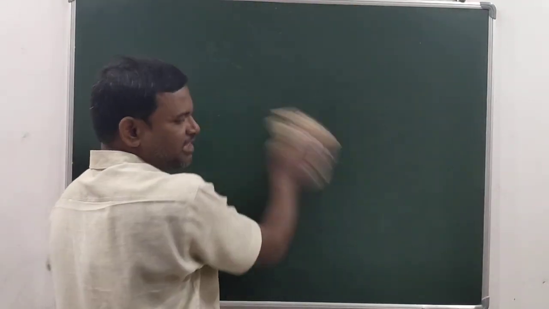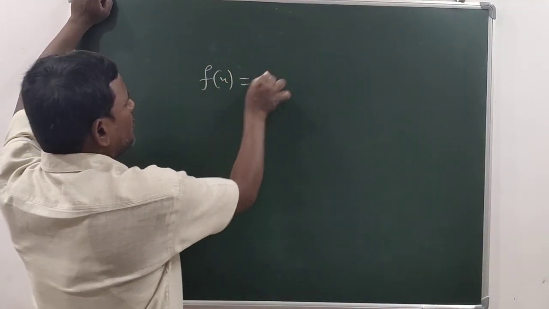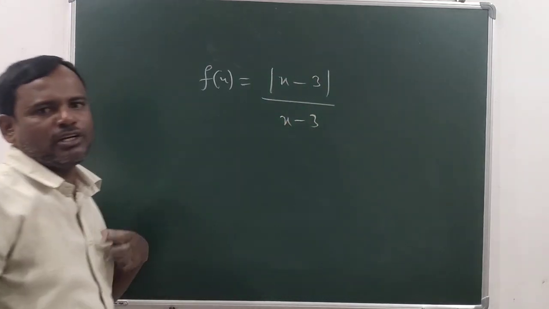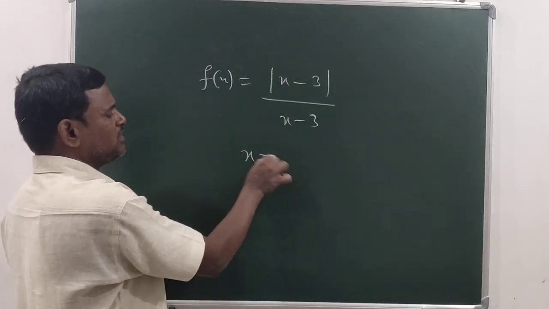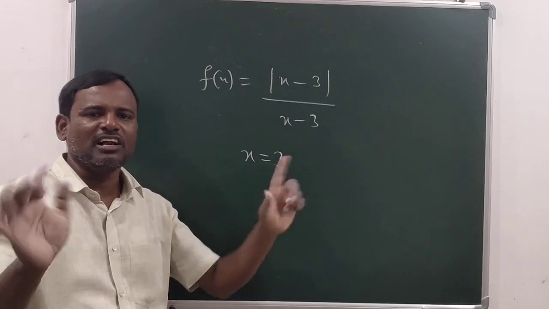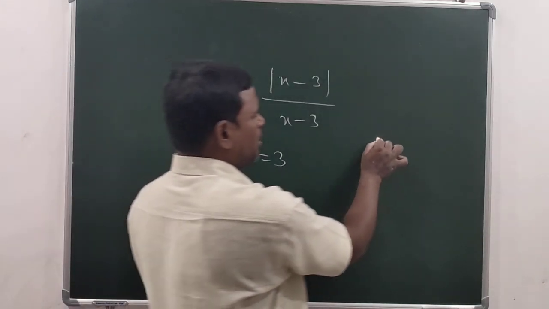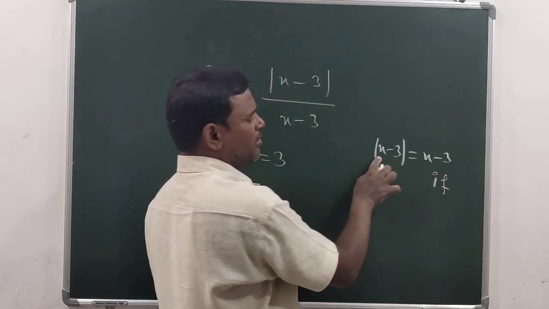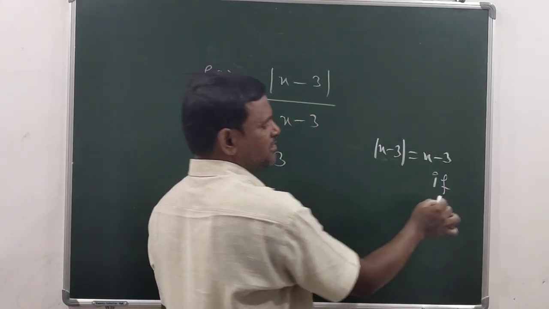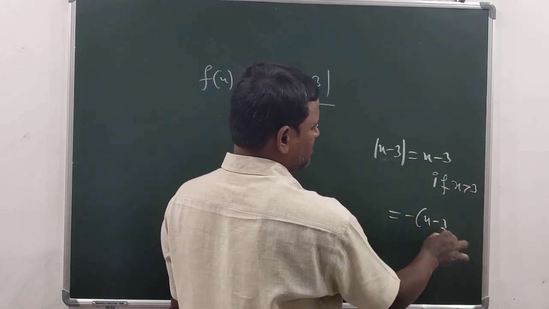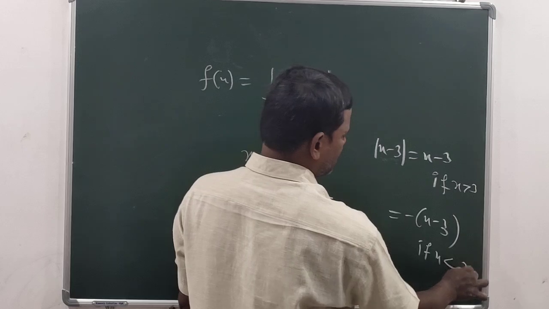Like we have some standard results. See, f of x equal to mod of x minus 3 by x minus 3. Is this differentiable at x equal to 3? Check, discuss the differentiability of this function at x equal to 3. Actually at x equal to 3, this function is not continuous. You know, the definition of mod of x minus 3: it is going to be x minus 3 if x is more than 3, the critical value being 3. This is going to be minus of x minus 3 if x is smaller than 3.